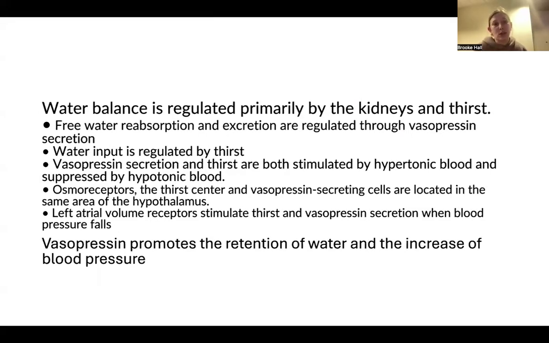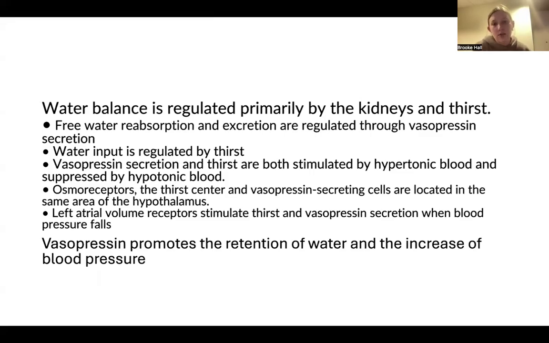So water balance is regulated primarily by the kidneys and thirst. Free water reabsorption and excretion are regulated through vasopressin secretion. Water input is regulated by thirst. So the more thirsty you are, the more water you want to drink, which increases your input. And vasopressin secretion and thirst are both stimulated by hypertonic blood and suppressed by hypotonic blood.